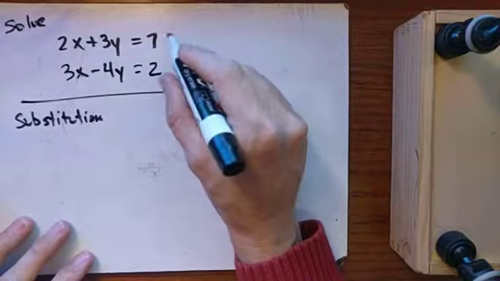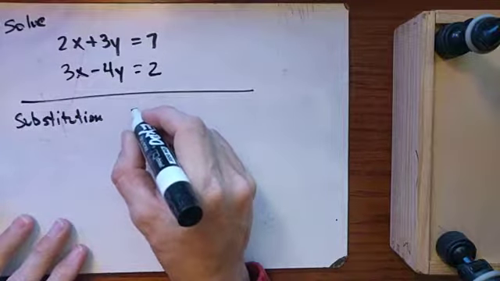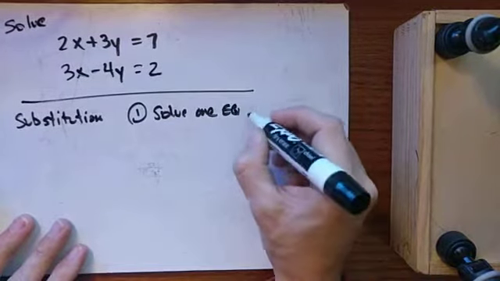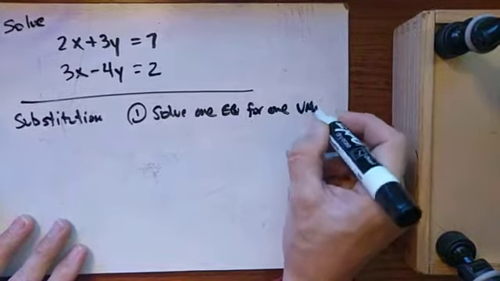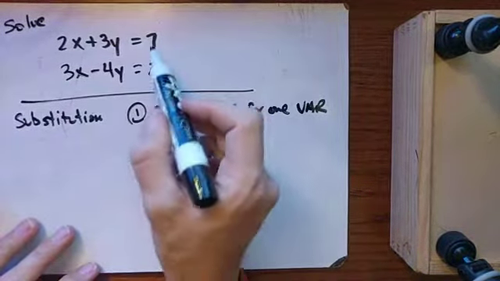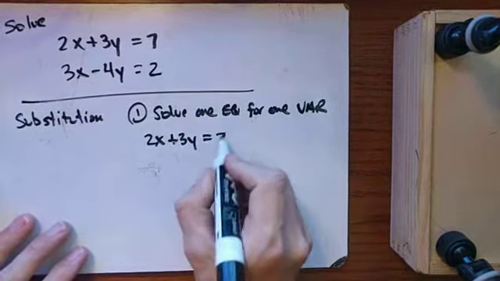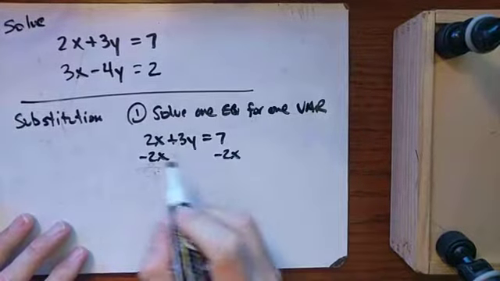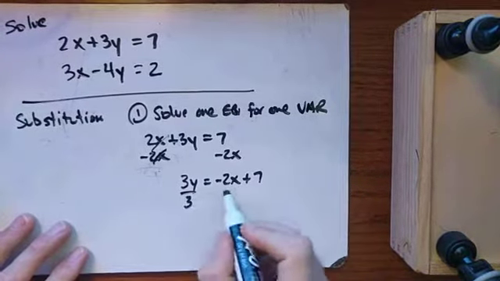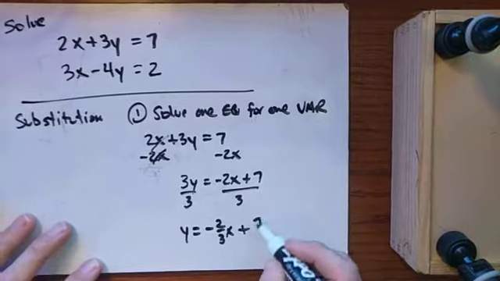You want to solve one of these equations for one variable, okay? So step 1 is solve one equation for one variable. So pick an equation and pick either x or y. Doesn't matter. I think I'm going to pick equation 1 and solve it for y. So let's do that. You did this in a previous math class or whatever. You know how to get y by itself, right? All right, so y is negative 2/3 x plus 7/3.